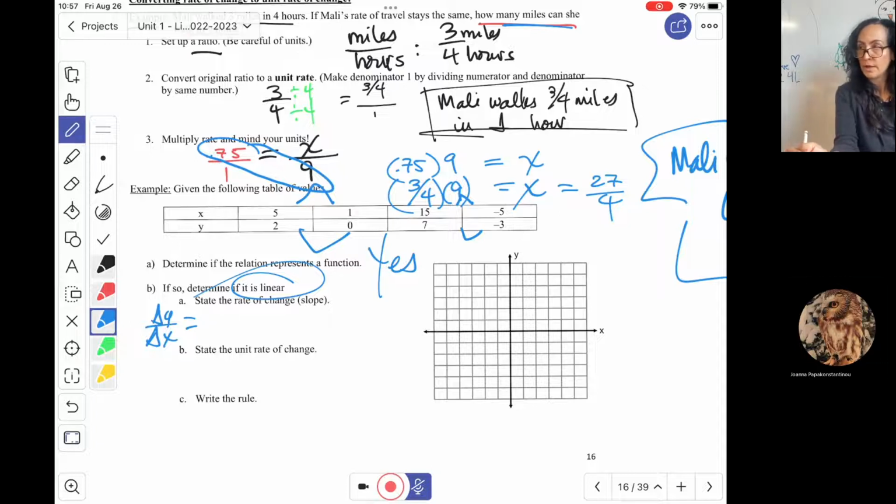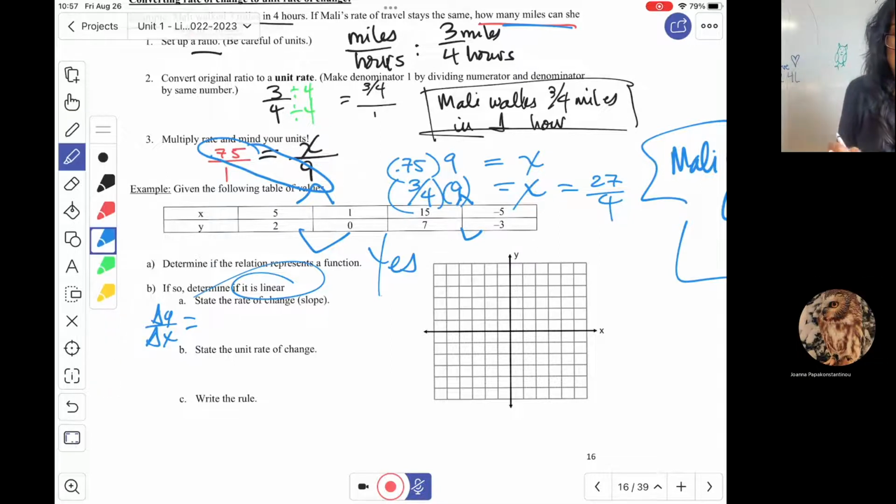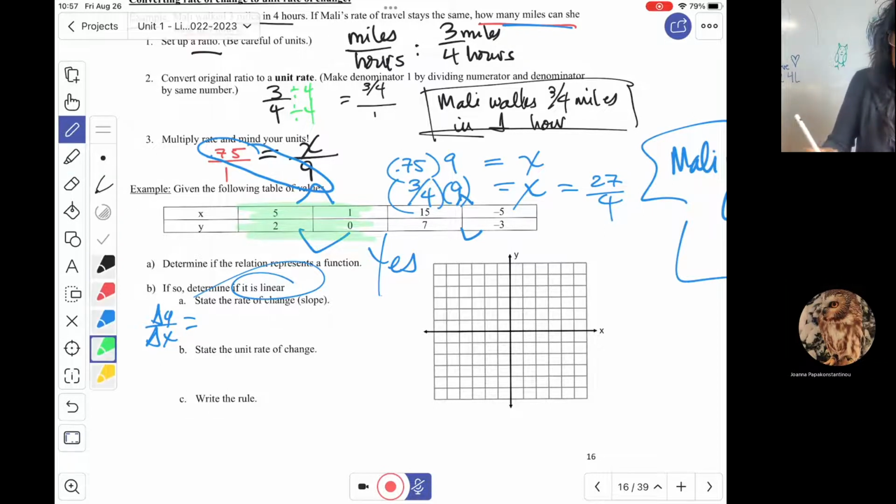Is it 1/2 or negative 1/2? It's negative. I'm going to look at this one. For starters, 0 minus 2 is what? Negative 2. 1 minus 5 is what? Negative 4. Change of y over change of x, negative 2 over negative 4, is positive 1/2.